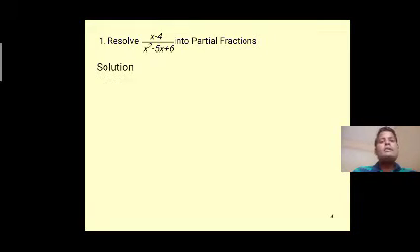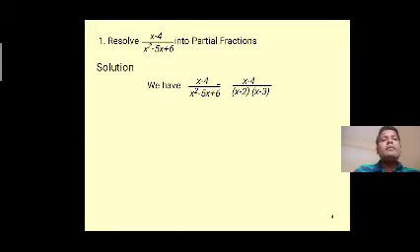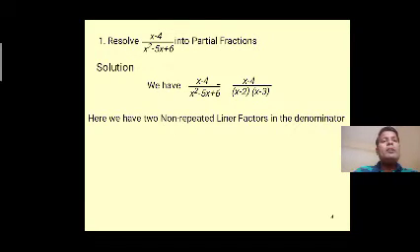partial fractions. Solution: how to write? We have x minus 4 divided by x square minus 5x plus 6. First, in the denominator, we split into factors. Here how many factors are there? 2 factors. Those are x minus 2 into x minus 3. So x minus 4 by x square minus 5x plus 6 is equal to x minus 4 divided by x minus 2 into x minus 3. Here we have two non-repeated linear factors in the denominator.